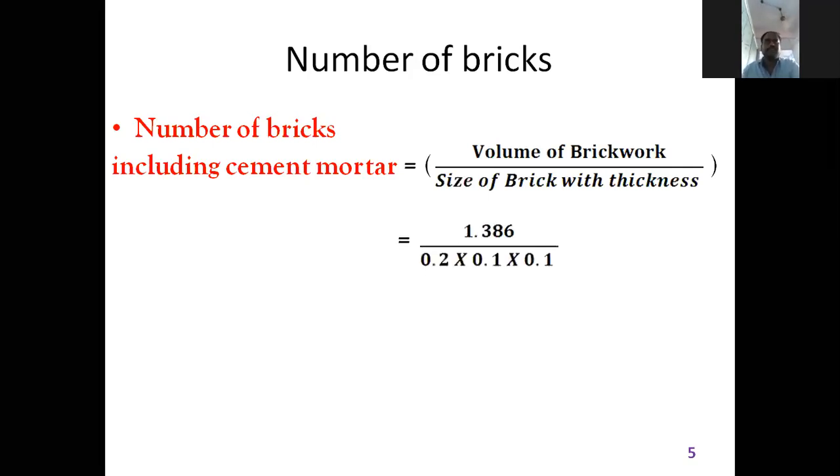So the volume of brickwork is 1.386 meter cube, divided by 0.2 into 0.1 into 0.1. After dividing, you will get 693 numbers. The unit is number because they are bricks. So I am taking 700 numbers, allowing for wastage of about 7 numbers. So 700 numbers will be taken.